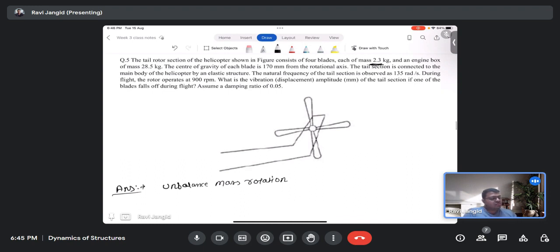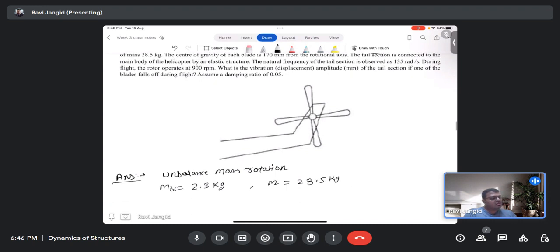So what we have given: the mass of each blade is given as 2.3 kg. And on the other hand, the mass of the toolbox, or we can say the mass, is given as 28.5 kg. So can you tell me what is the total mass of the system?